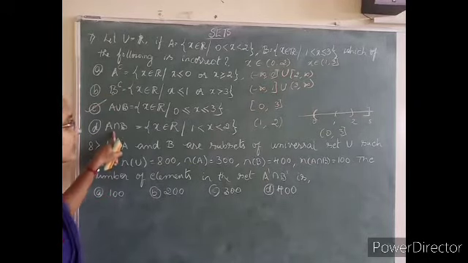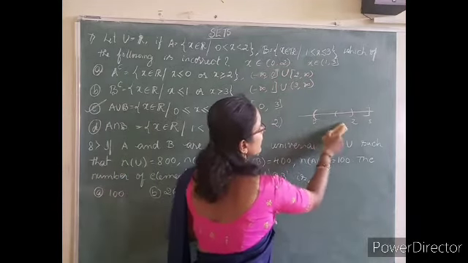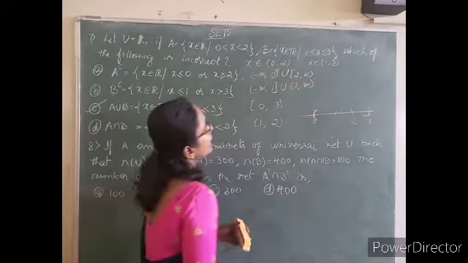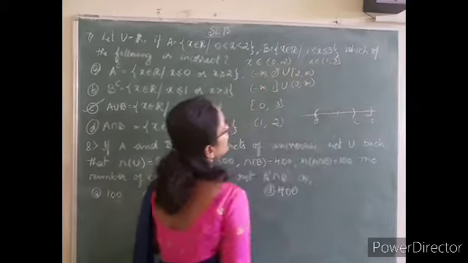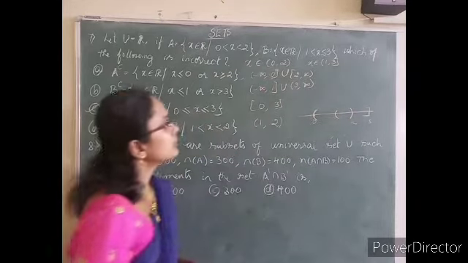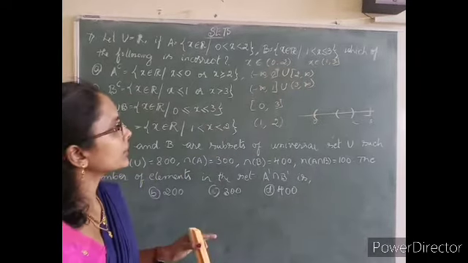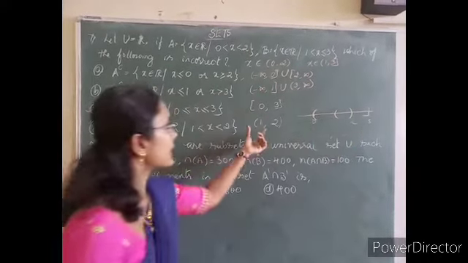If you want, you can check the last one here. Actually A intersection B means A is 0, 2, this one. B is 1, 3, and the common part between these two is the open interval 1, 2, that is given here.